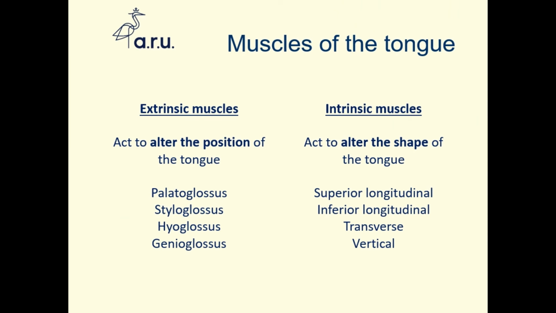So now let's move on to the muscles of the tongue. In fact, the tongue is an organ which is totally made up of muscles. The muscles of the tongue can be grouped into an extrinsic category and an intrinsic category. The extrinsic group of muscles, generally speaking, have a bony origin outside the tongue and hence contribute to the movement of the tongue or alter the position of the tongue.